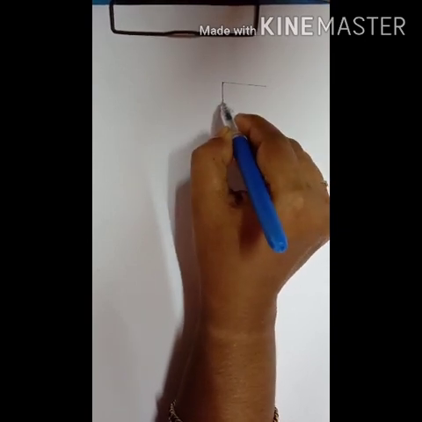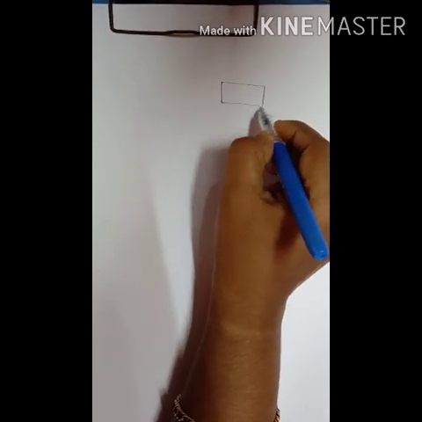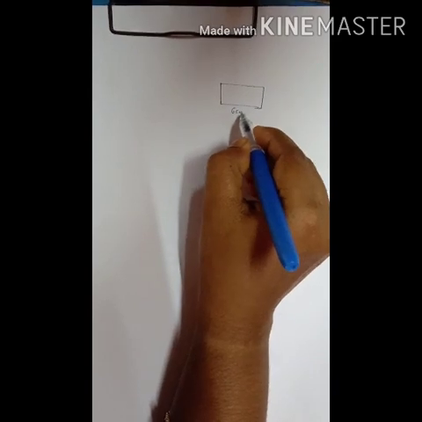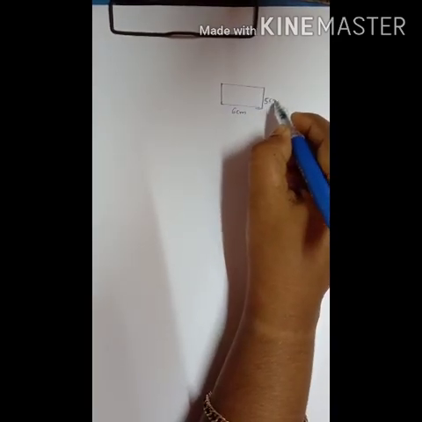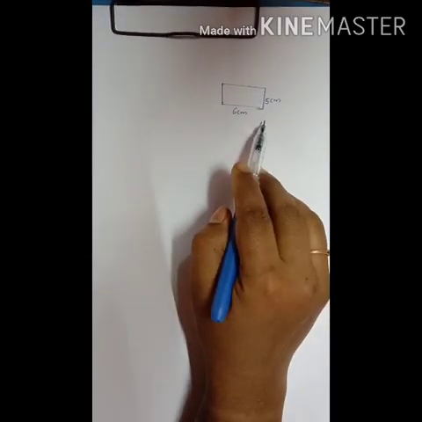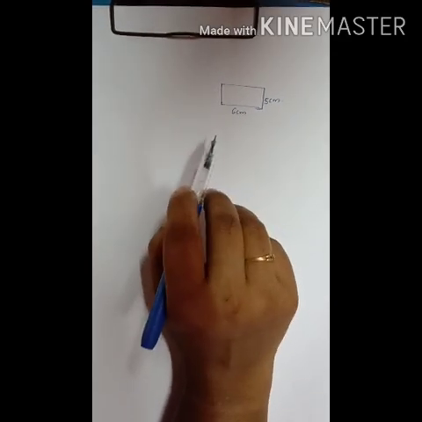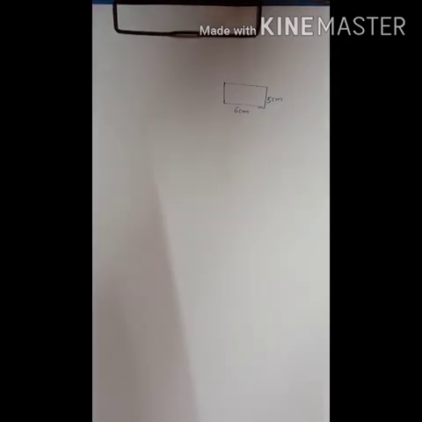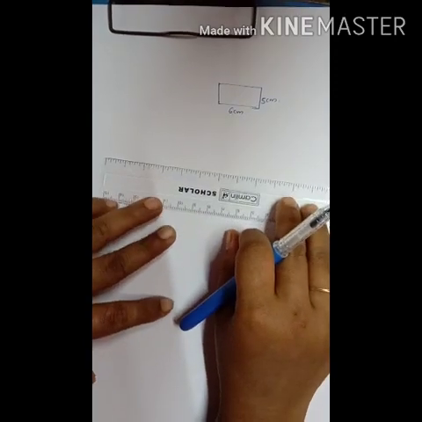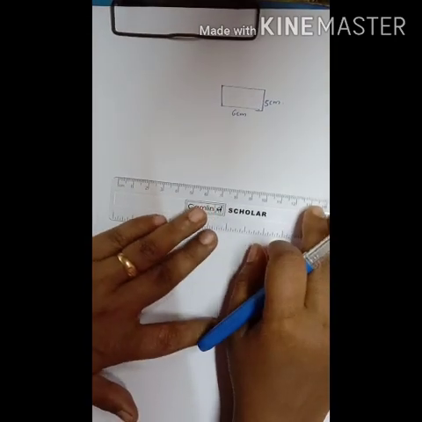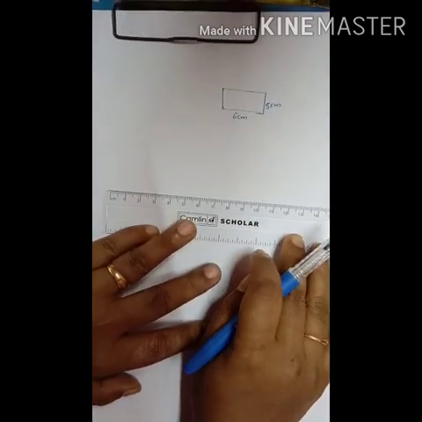In a rectangle, we also know that the opposite sides are equal. The measurements of opposite sides are equal. This is 6 centimeter and this is 5 centimeter. First, we want to draw a straight line having the measurement 6 centimeter.